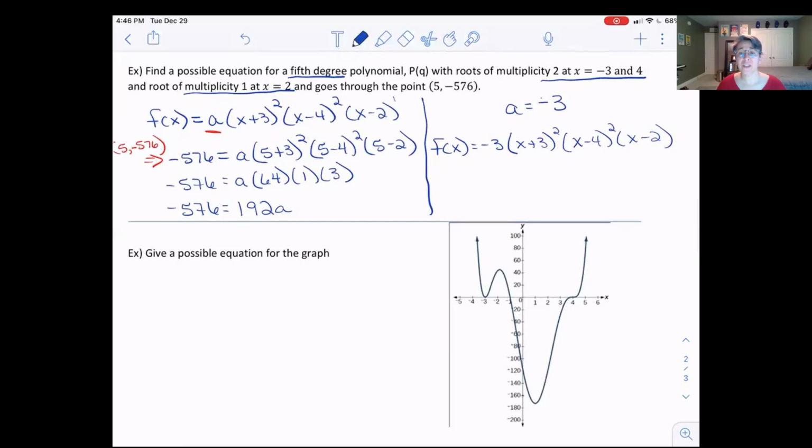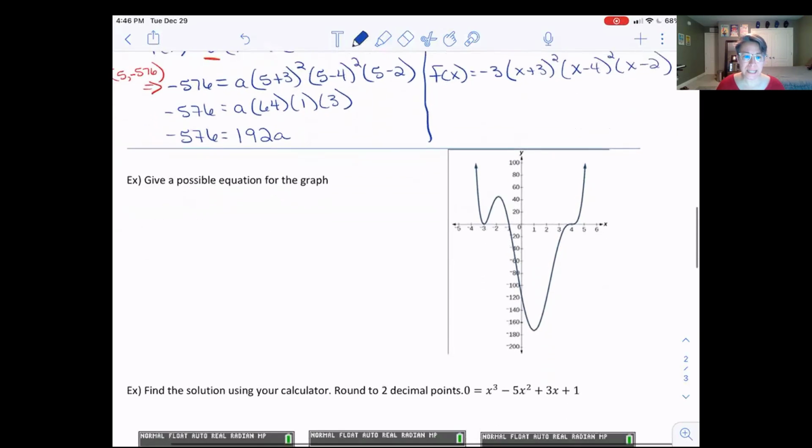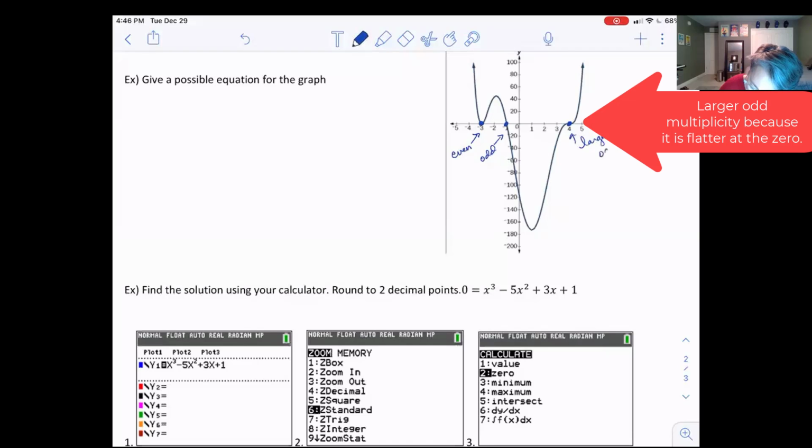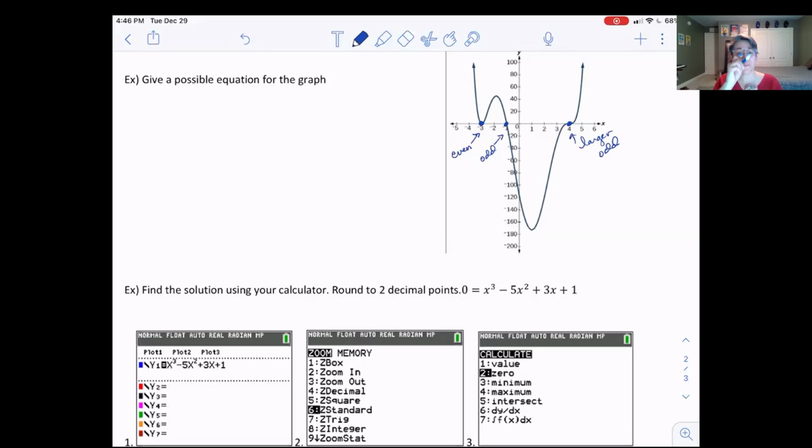Now in that example, they actually gave us the zeros. They listed them in words, and then they gave us another point. We can do the exact same thing if they give us a graph. We need to know the zeros. We need to know their multiplicities. We know this one is even. We know that this one is odd. And odds are this one is going to be a larger odd. And again, how do we know that? We know it has an even multiplicity because it's bouncing off the graph, and it's an odd multiplicity because it's going through the graph.